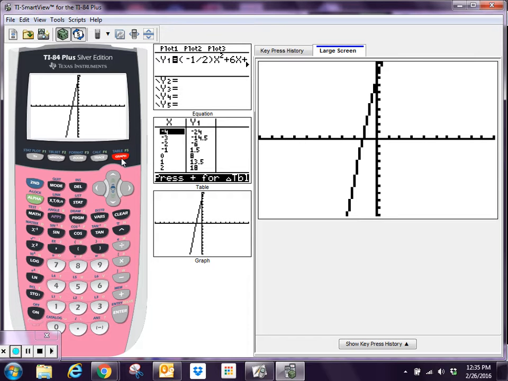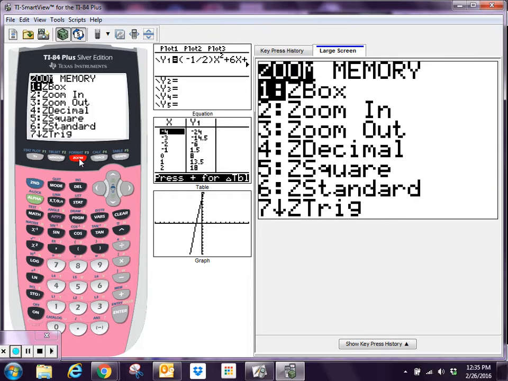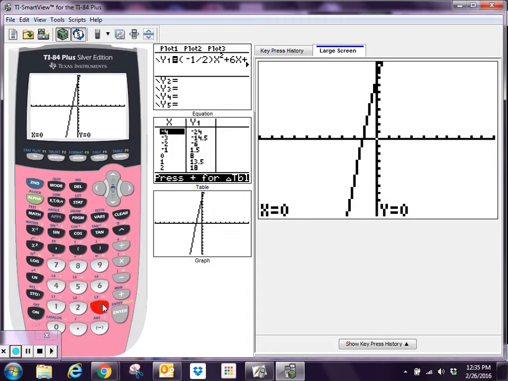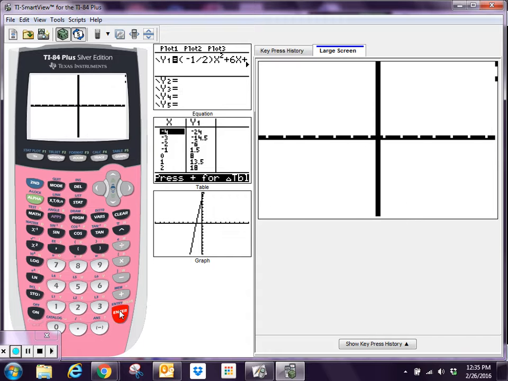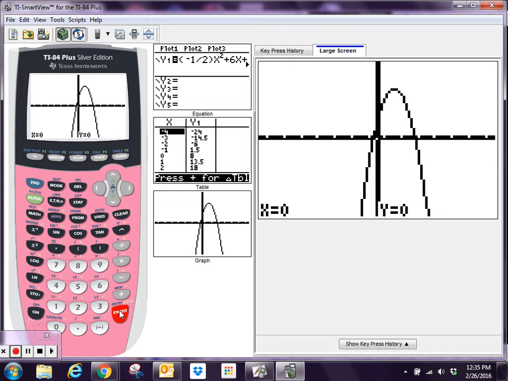So you're going to go to zoom on that top row of buttons, hit zoom. We want to zoom out, which is 3, but you have to actually press enter for it to zoom out. All right, and there we go. Now I can see my graph.